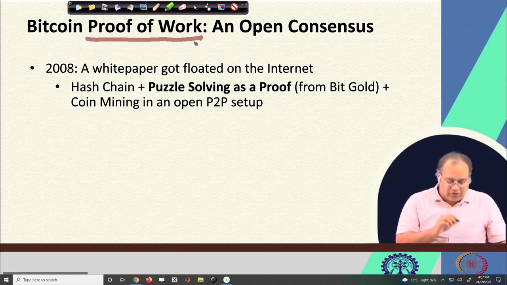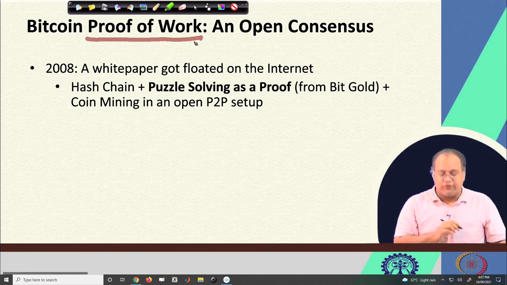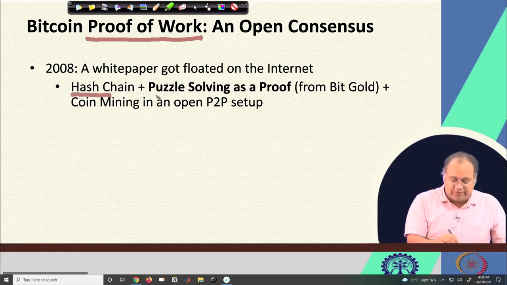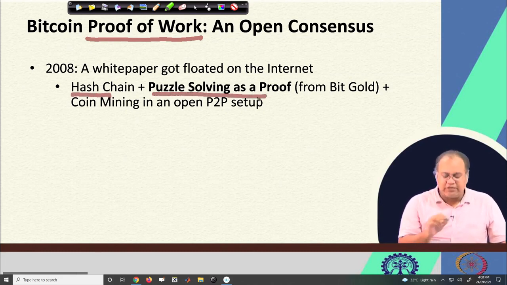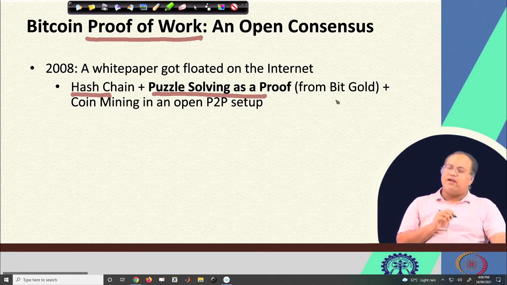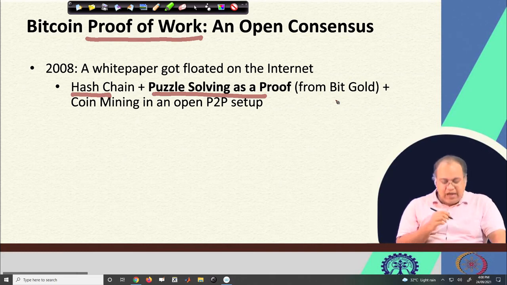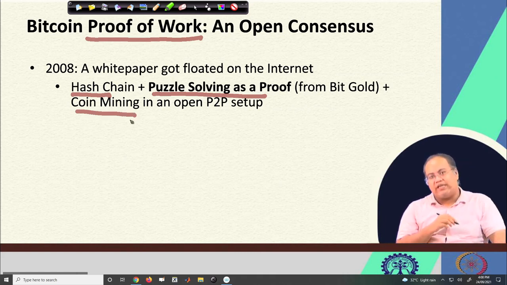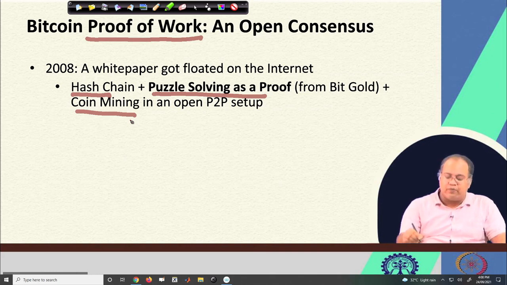In this 2008 white paper that got floated on the internet, it combines this idea of hash chain and this puzzle solving as a proof. Puzzle solving as a proof was initially proposed in BitGold. The Bitcoin paper formalizes that idea, along with the idea of coin mining in an open P2P setup, an open peer to peer network. The idea of coin mining we are going to discuss later on. So, it combines all these ideas together and finally proposes this cryptocurrency called Bitcoin.